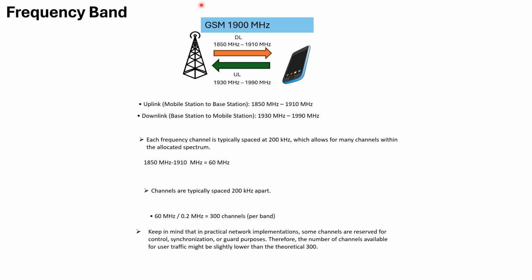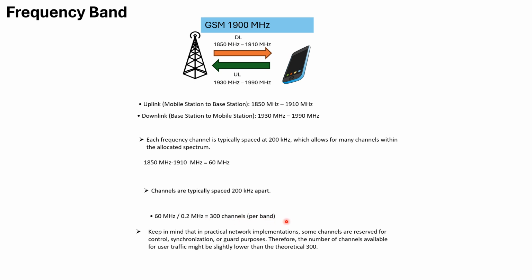Bandwidth calculation. The total bandwidth for the uplink is calculated as 1910 MHz minus 1850 MHz equals 60 MHz. The downlink also has a bandwidth of 60 MHz, 1990 MHz minus 1930 MHz. Channel spacing. In GSM 1900, channels are spaced 200 kHz apart, which allows for multiple channels within the allocated bandwidth. Channel calculation. The number of channels available can be calculated as 60 MHz divided by 0.2 MHz equals 300 channels.